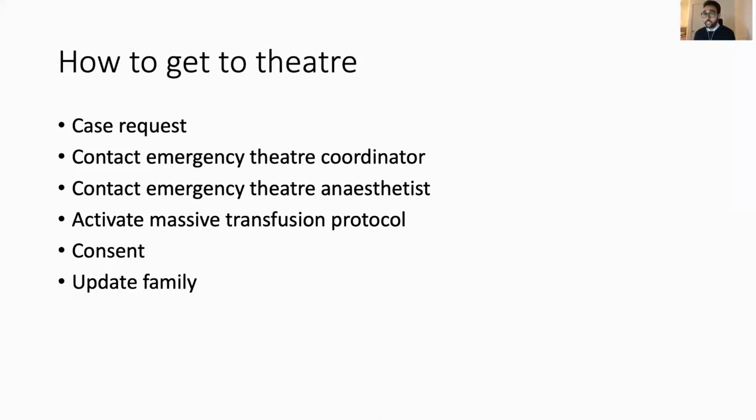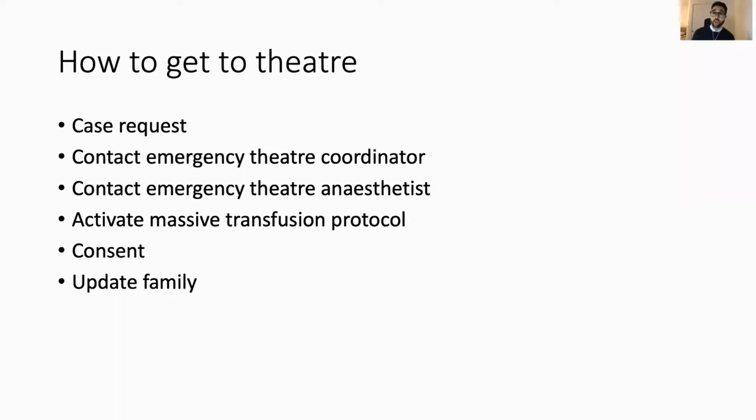Well, first of all, you need to put a case request in. It depends on where you work. This can be done electronically or via a written request. You need to take this case request to the emergency theatre coordinator. You want to ring or see the emergency theatre coordinator, explain to them this is a ruptured aneurysm, it's an urgent case, it needs to come within the next X amount of time, it's usually straight away for a ruptured aneurysm, and ask them to get a theatre prepared.